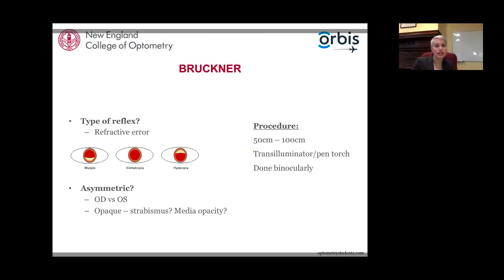If the patient is an emmetrope, then in the center it should be bright red. If they're myopic or hyperopic, you're likely to see this little light crescent. So you can identify what type of refractive error it is, but you can also see if there's a bit of asymmetry between the eyes. Maybe one has a small myopic crescent, one has a large myopic crescent. And also you'll be able to identify if there's any strabismus or media opacity, if the reflex coming back is completely opaque or a whitish color.